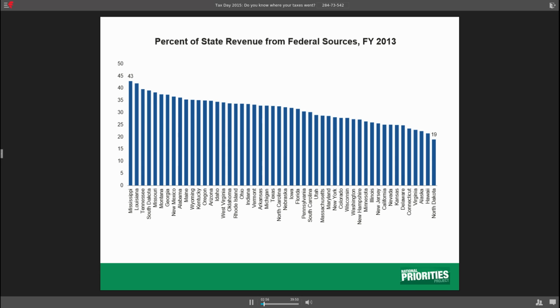What this also doesn't show you is money that goes from the federal government direct to local governments. And there's quite a bit of that in a lot of these states too. So pretty much no matter who you are or where you live, there's a lot of federal money that's coming right to your community to do things like fix roads, pay for schools, and generally make your community a decent place to live.